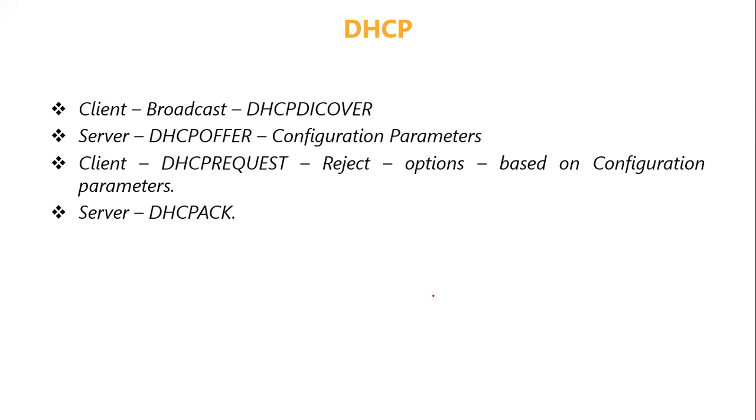To the server it doesn't want to connect to, it will send a DHCP reject, and to the server it is going to connect to, it will send DHCP options. For that, the server will respond with a DHCP acknowledgement. This is how the initialization is done, and the client gets a COA, that is care of address.